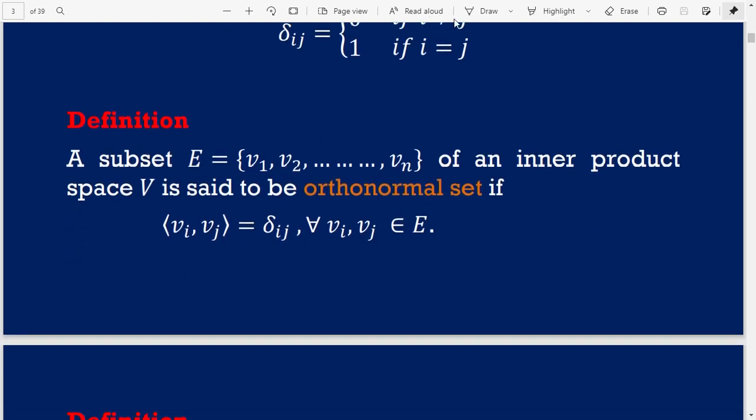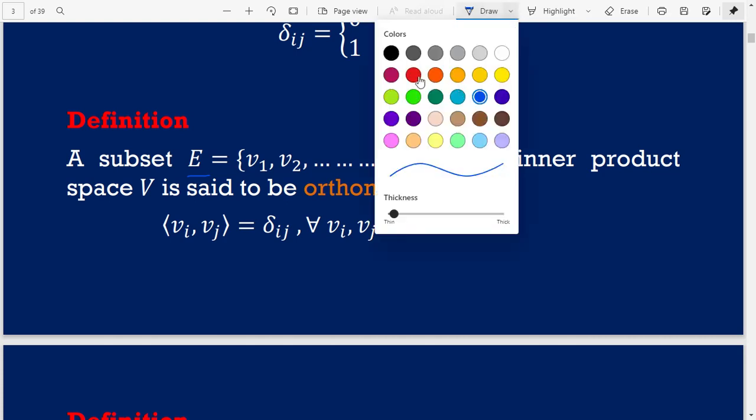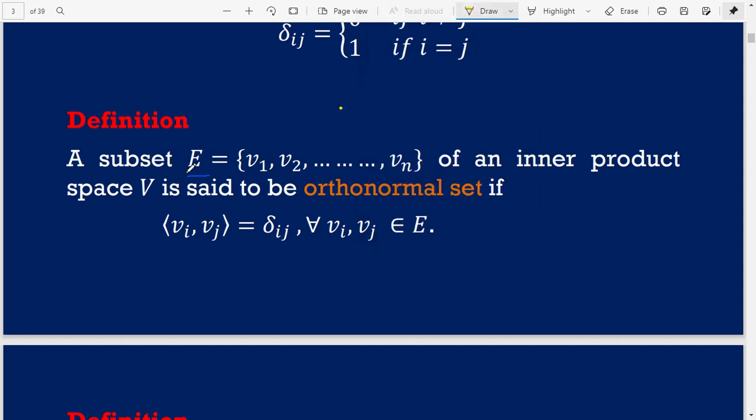Next definition: a subset E equal to {V1, V2, up to Vn} of an inner product space V is said to be an orthonormal set if the inner product of Vi with Vj is equal to delta ij for every Vi, Vj belonging to E.